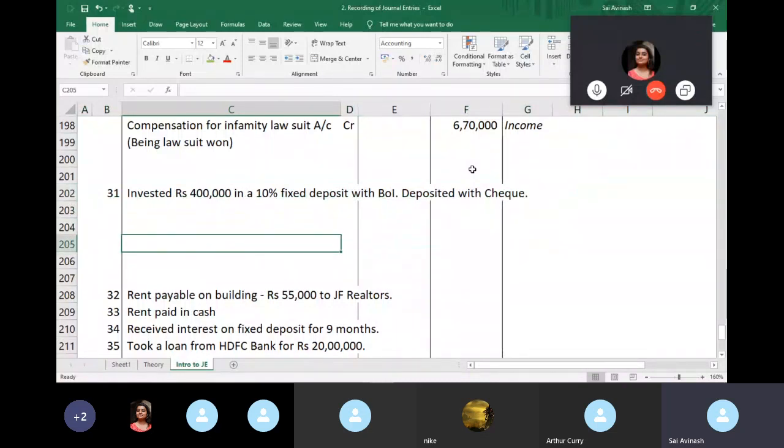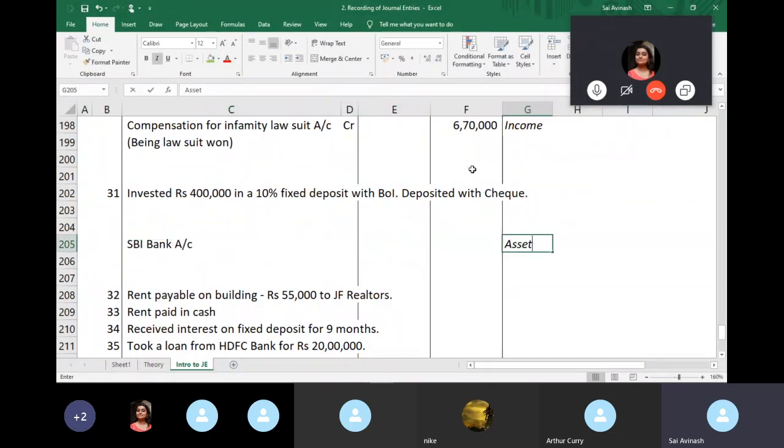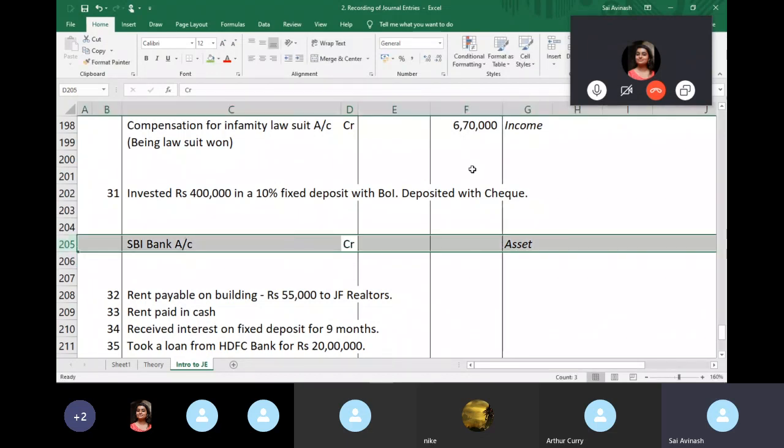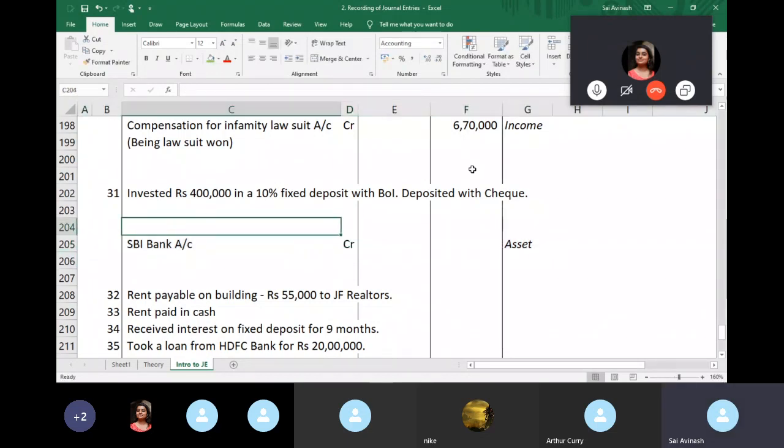So I know that my bank balance is going to reduce. SBI bank account, it's an asset, right? I'm paying money from my bank account, which means it's going to reduce. So asset reduces, you credit it. What happens is a new asset is created. The asset created is a fixed deposit, right?